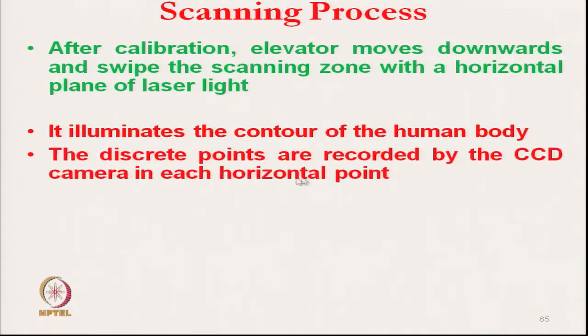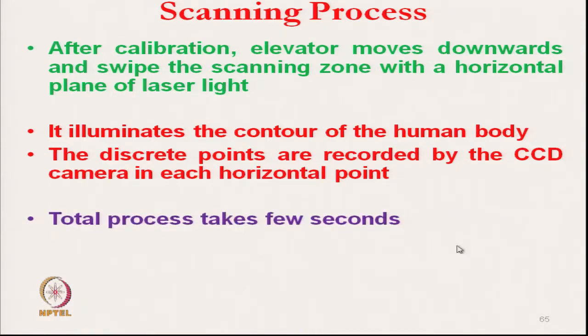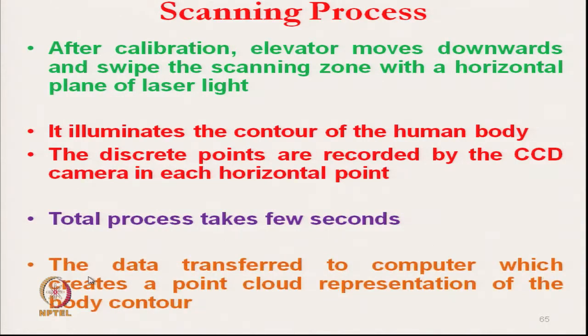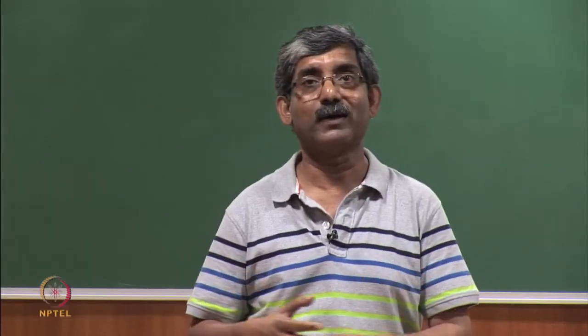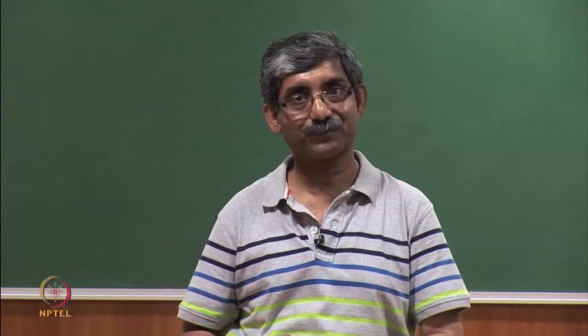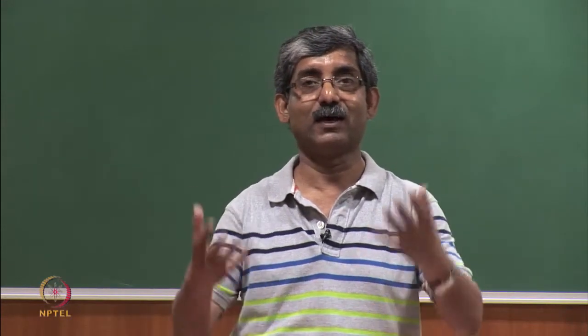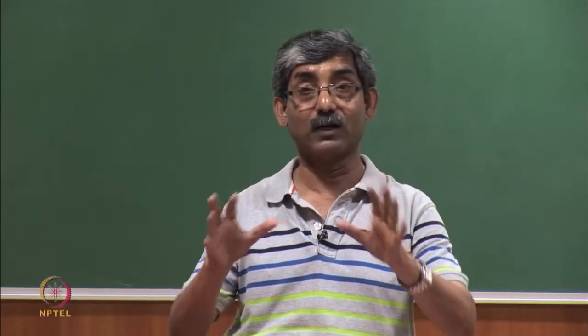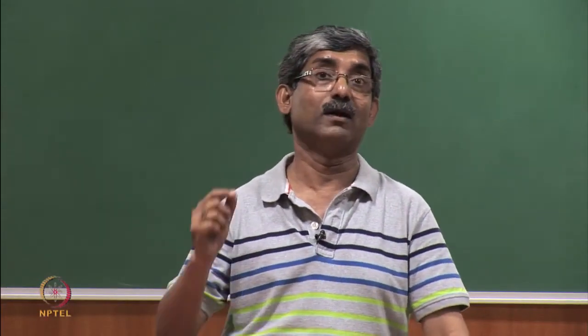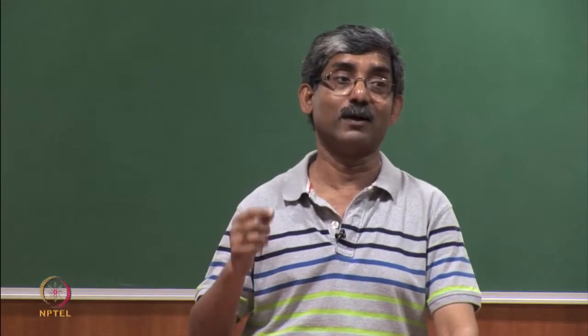The discrete points are recorded by the CCD camera in a horizontal plane. The total process takes a few seconds. The data is transferred to the computer, which creates a point cloud representation of the body contour. So ultimately, we are able to create a complete body contour, which actually helps in designing a cloth, a total garment fit depending on our requirement.